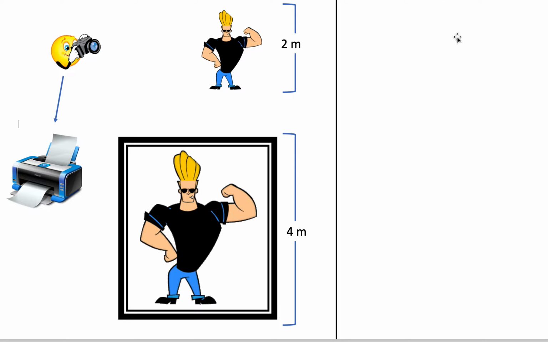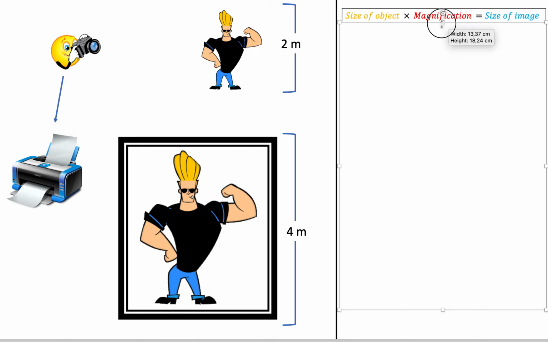Okay, so you had no need for an equation and you managed to do it. But now I will show you how the equation looks like and how you actually came up with it without knowing it. So here we have it. You were thinking, okay, the size of the object, which is Johnny Bravo, is 2 meters, right? Now, we wanted to find out how many times he was multiplied. So you said the size of Johnny Bravo, so the size of the object, multiplied by a certain number will be the size of this portrait, right?